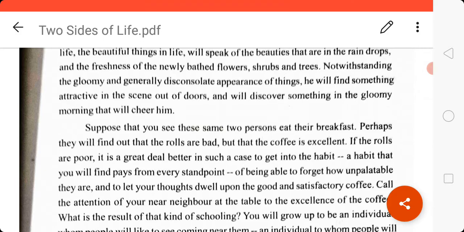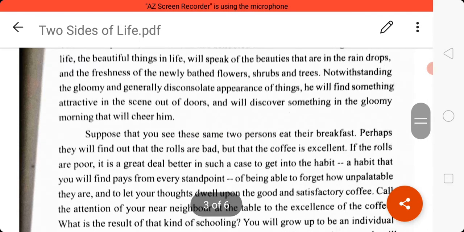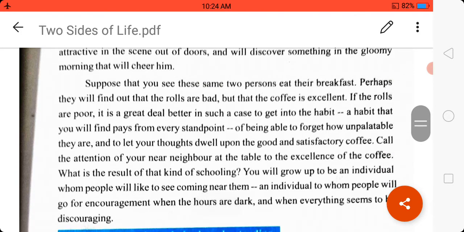So the person who sees the bright side of life, he will enjoy the nature, and he will enjoy the rain droplets and the freshly bathed flowers, the shrubs and greenery, whatever we see after rain, the nice smell, the greenery. That second person, who is seeing the positive side, who is seeing the bright side of life, he will enjoy that nature. So this is the difference between the people who see the dark side of life as well as the bright side of life. Suppose that you see these same two persons eat their breakfast.